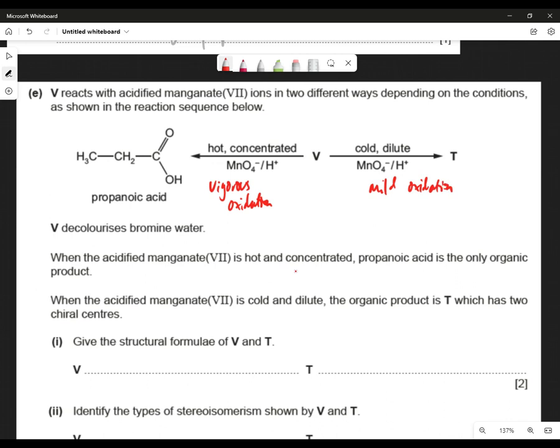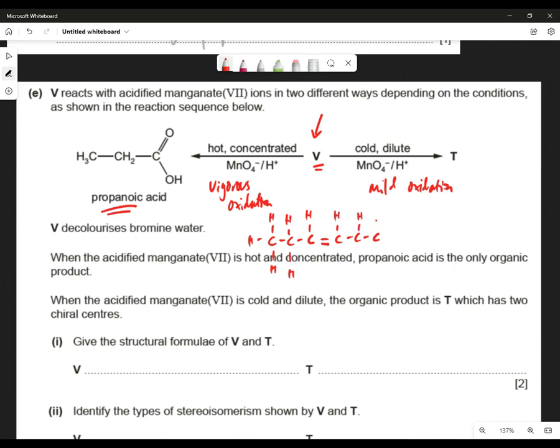Okay. Now, this is interesting. I'm going to guess, all right, without thinking of it too much, what is V? Well, the only product is propanoic acid. Okay, so I'm going to guess V is a symmetrical thing. 1, 2, 3, 4, 5, 6, with the double bond in the middle. Because this guy here, I'll try and name it in a minute. It's hexene, isn't it?